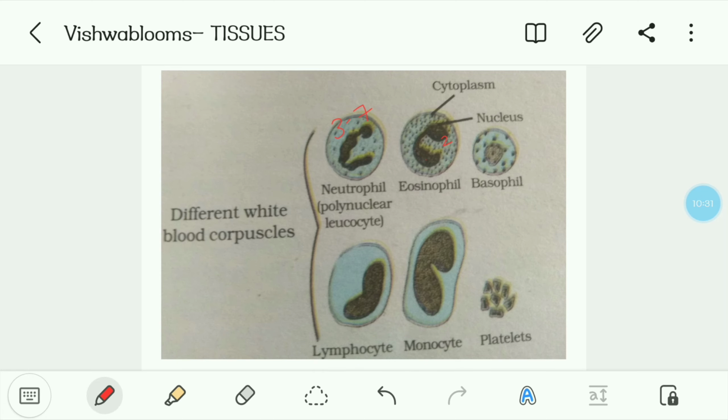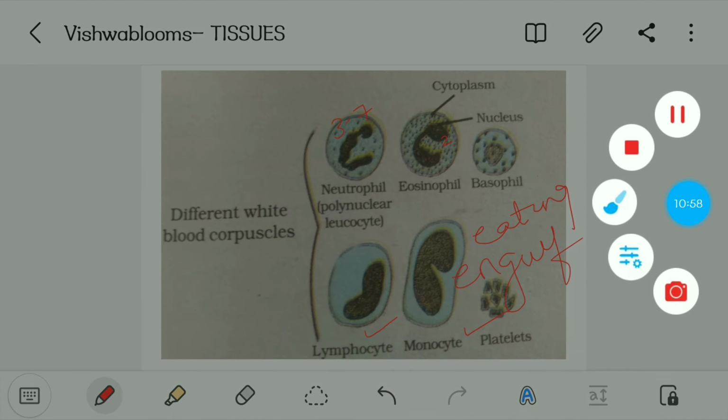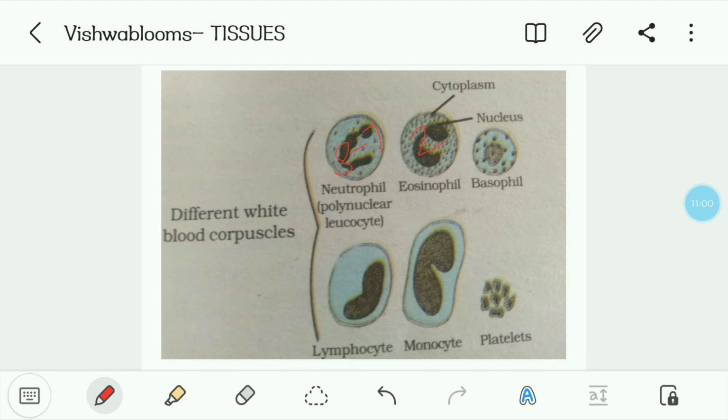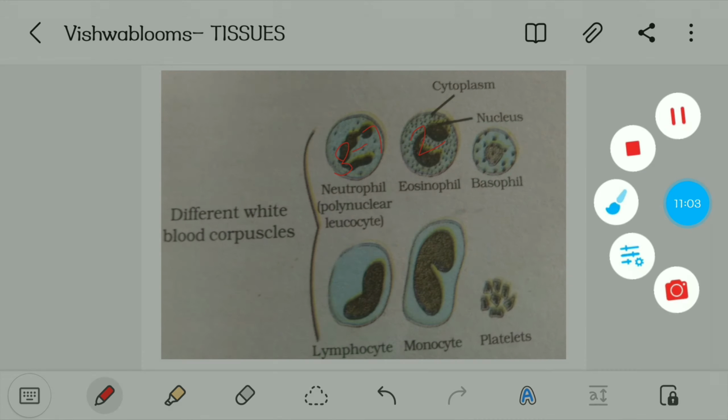But lymphocytes and monocytes, they are very rude, in the sense that when they are not able to fight against any virus, these lymphocyte and monocyte are instant, they don't waste much time, and they just come and engulf the virus. Engulfing is nothing but eating or having it. So they will engulf the material. Okay, so that's about the WBC.